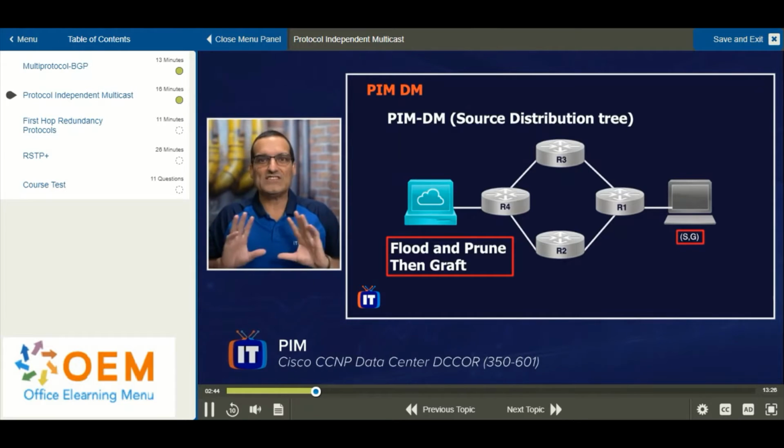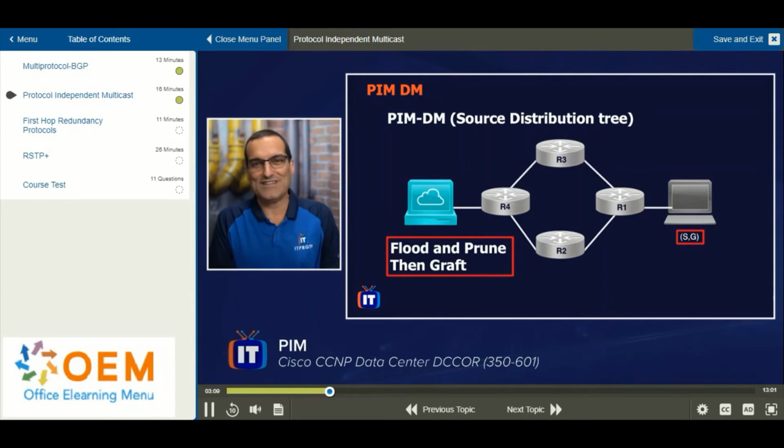There would be this flooding of the multicast everywhere, and then there would be this pruning of sections of the network where it's not actually wanted or needed. And then there would need to be a grafting for those pieces to be put back on should someone show up that wants the feed.